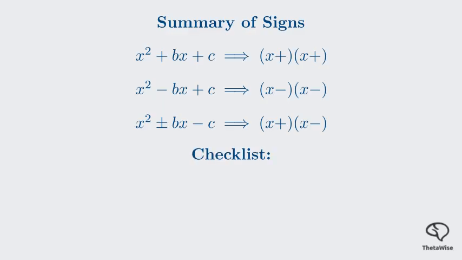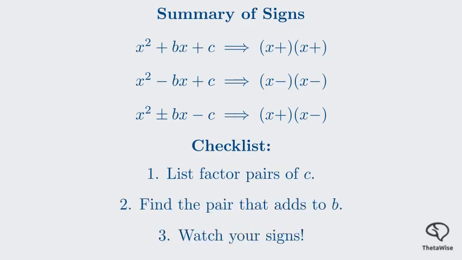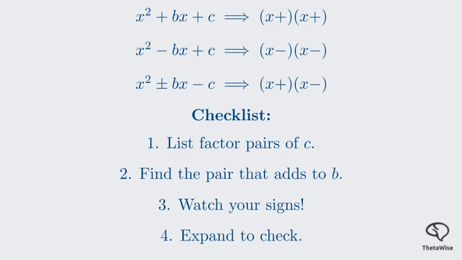Here is your checklist for success. 1. List factor pairs of c. 2. Find the pair that adds to b. 3. Watch your signs. And 4. Expand to check. Practicing these 4 types of questions will make you much more confident for your IGCSE exams. You are now able to factorize monic quadratics with both same and different signs in the brackets. Well done.